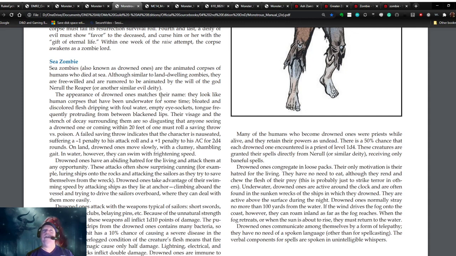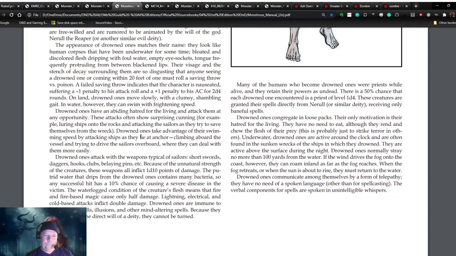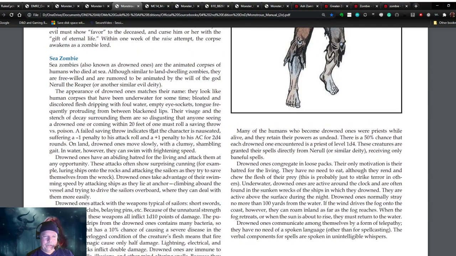So pirates or mariners or naval seamen who, you know, were killed in a battle at sea, they can become sea zombies. So drowned ones attack with weapons of typical sailors: short swords, daggers, hooks, belaying pins, stuff like that. They have an abiding hatred for the living and attack them at any opportunity.